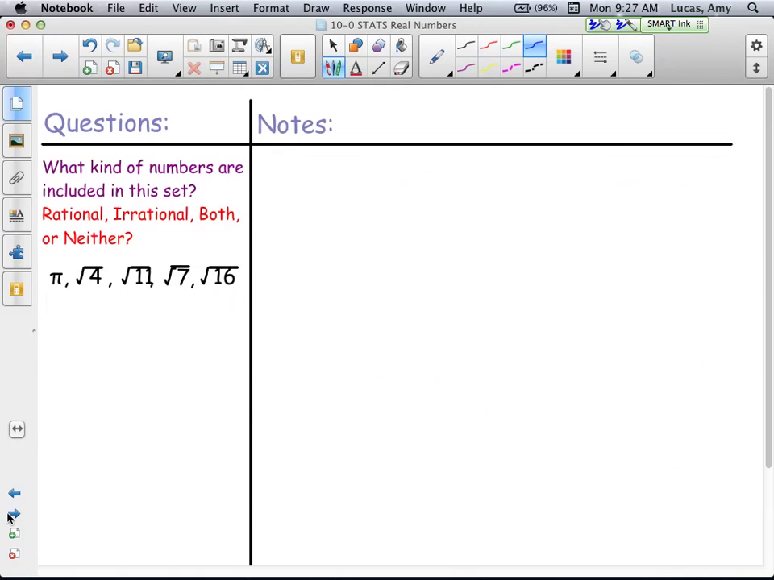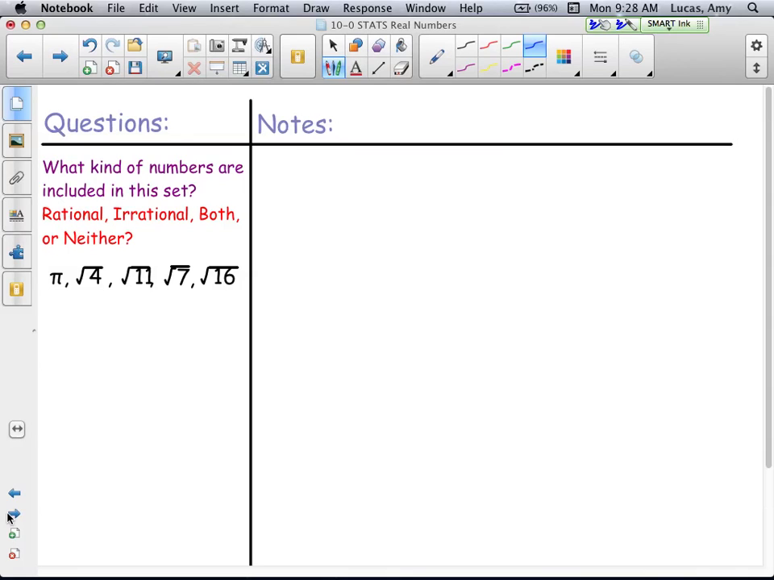All of these problems are very similar to what you will see on Study Island in the wording and what you could see on your MCA. This next question says, what kind of numbers are included in this set? Now this is an entirely different question than the slide that we saw a couple slides back, where we were looking at one number at a time. Now we're talking about the entire set.